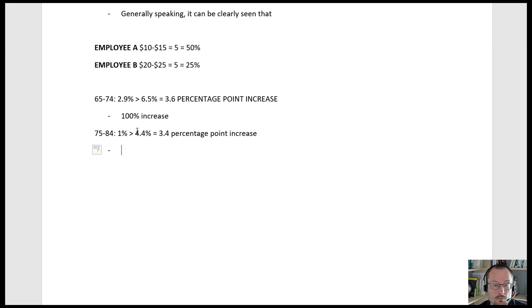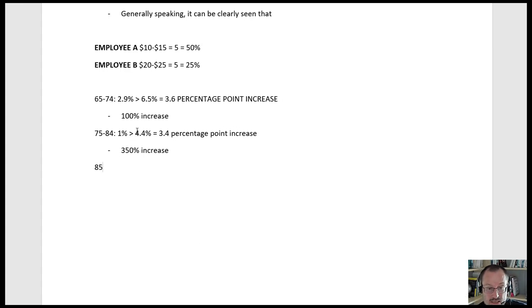Okay. Well, if something quadruples, then that's a 300% increase. So this is more than quadrupled. It's 3.5 times higher. It's 4.5 times higher. So this is a 350% increase. So already, proportionately speaking, this group saw a much bigger increase in its share of the population.